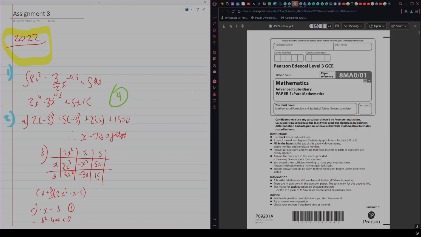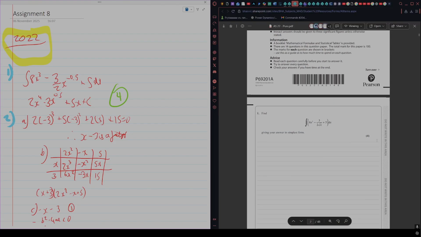But anyway, I'm just going to be going through the 3 AS papers today, and we're going to start with the 2022 one. So, go to the first question. Just an integration, you just have to simplify the powers down and then do the integration: add 1 to the power, divide by the new power, and then remember the plus c. That's the last mark.